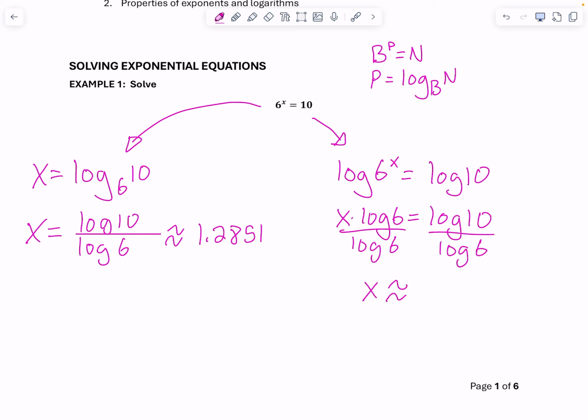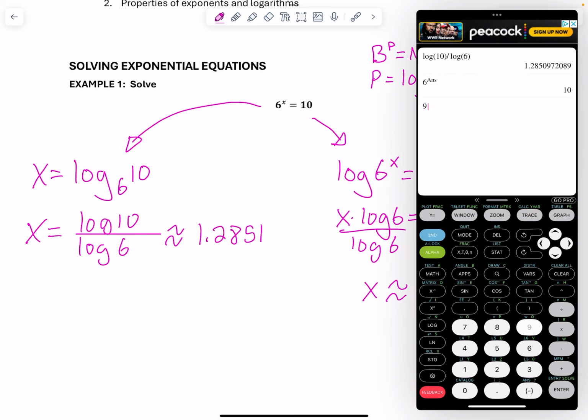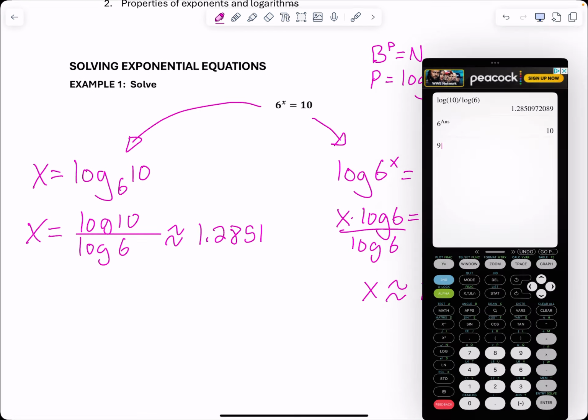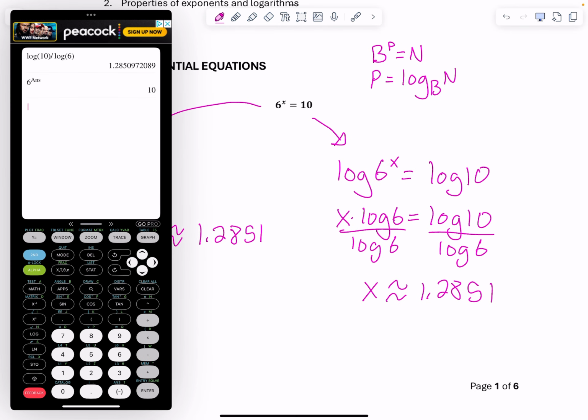And that's going to be, do you see that's the same one we just did? 1.2851. If you were to plug in, just so you can see it, move over. There we go. If I were to just plug that in, 6 to the power of 1.2851, is that going to give me 10? No, it's because it's rounded, right? But if you look at that number, that's 10, isn't it? It's a lot of zeros after, but that's just because you rounded pretty hard.